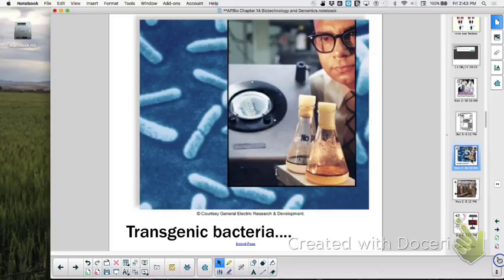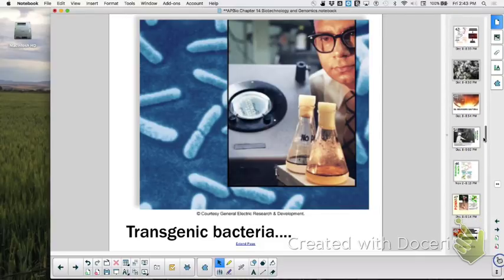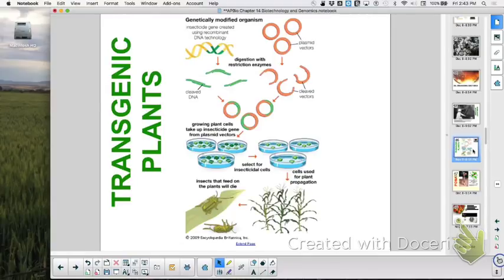You can protect a plant from frost. You can get it to make human proteins that we need, clotting factors, antibodies, all sorts of things. So you genetically engineer the bacteria to do that, and then you just lance open the bacteria and harvest your product. You can genetically engineer plants.